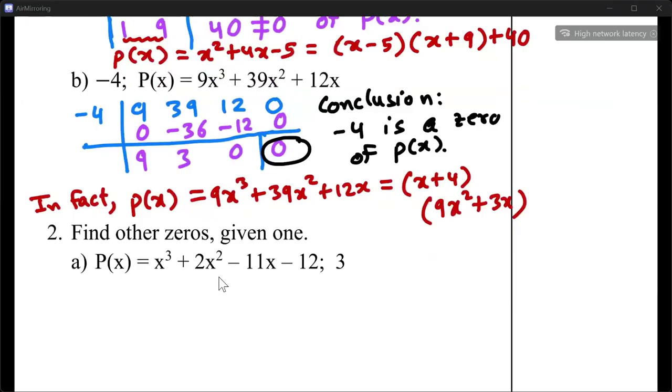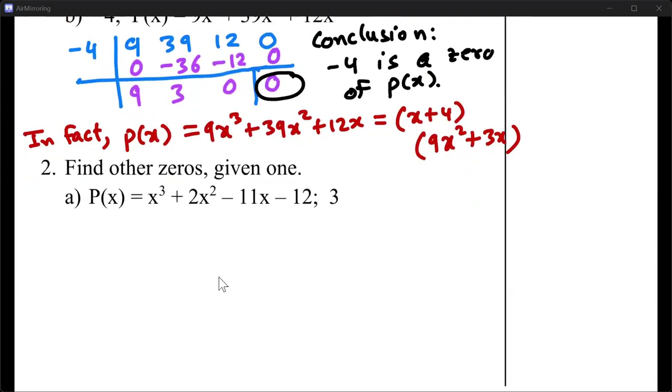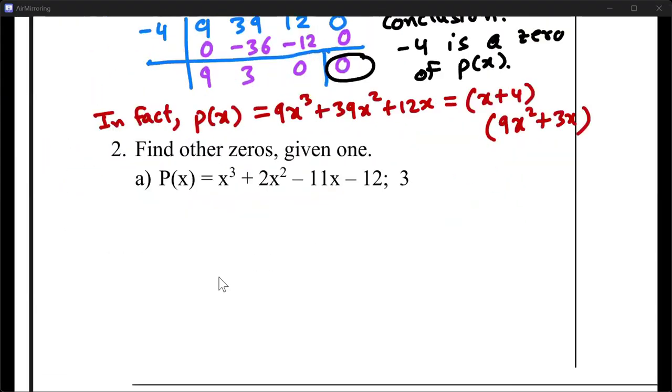If you did not have that last 0 when you wrote the coefficients, you might miswrite the quotient as 9x plus 3, right, which would be incorrect.